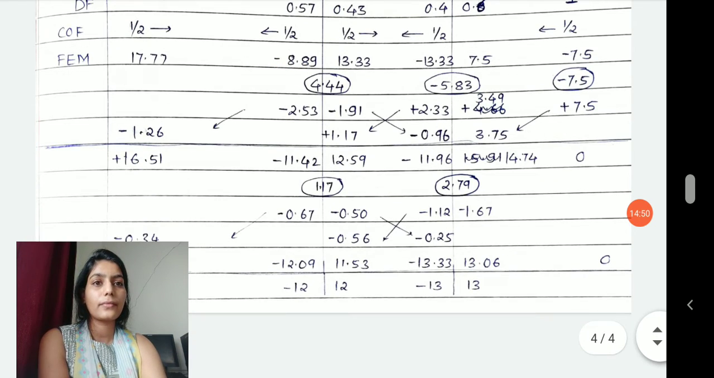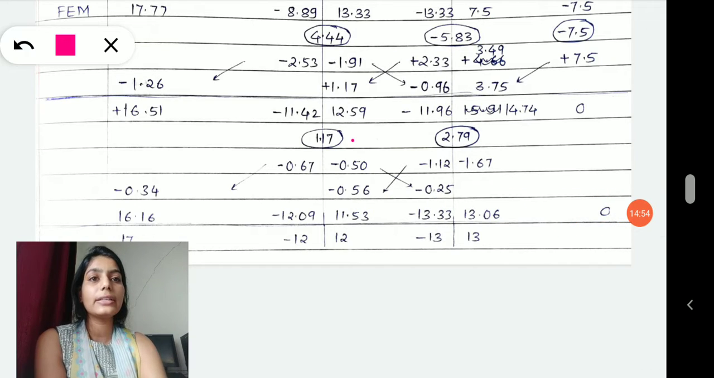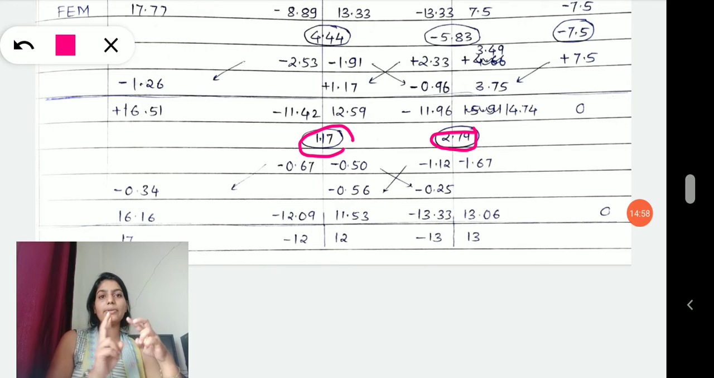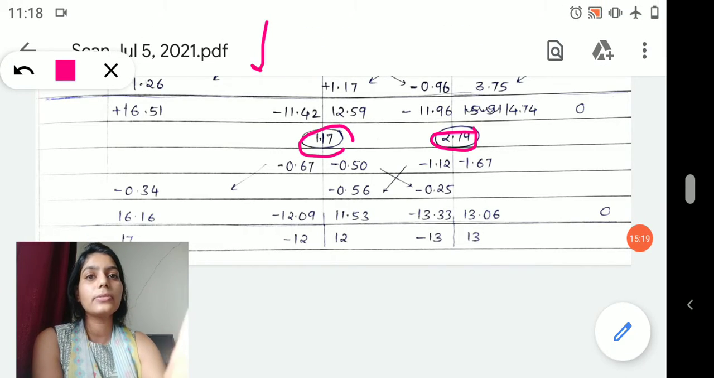Once you have done that, you again add those values. Next iteration. Now this is iteration number 2. For the problems we have solved before, within even one iteration we were able to balance our moments at the joints. But here we required 2 iterations.